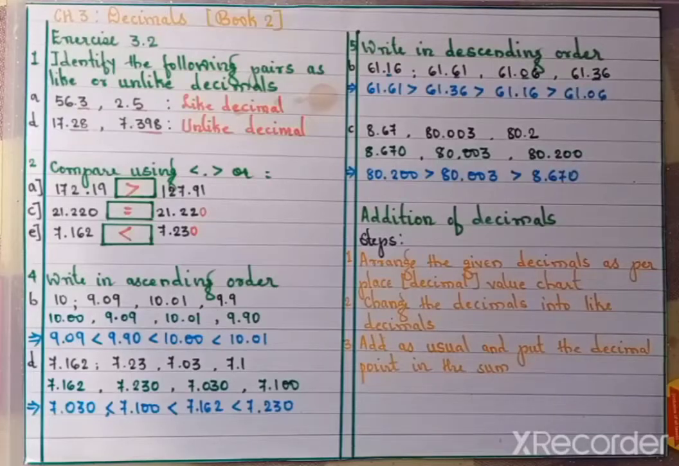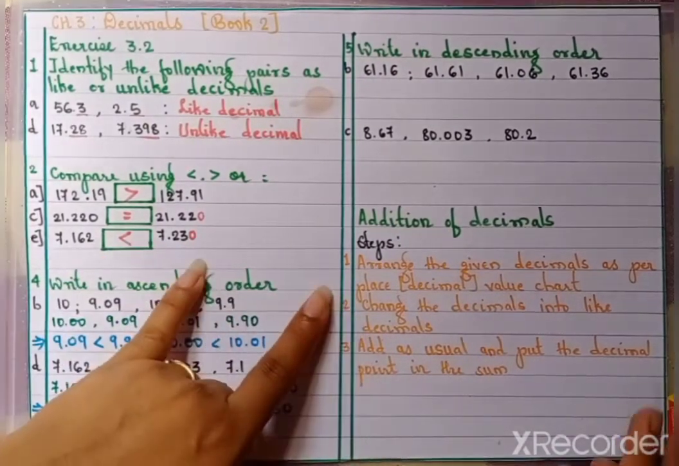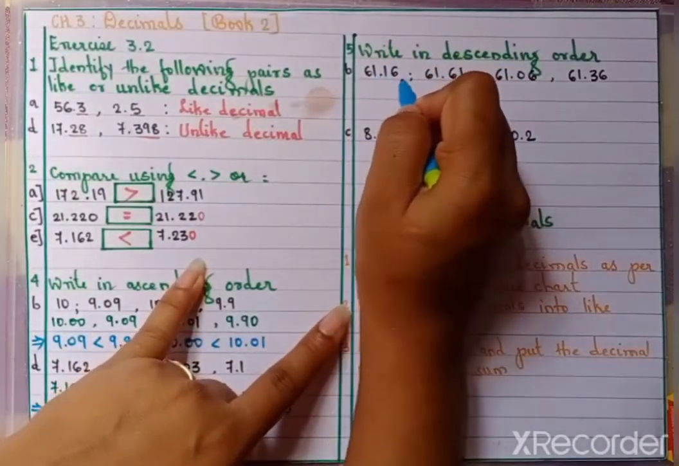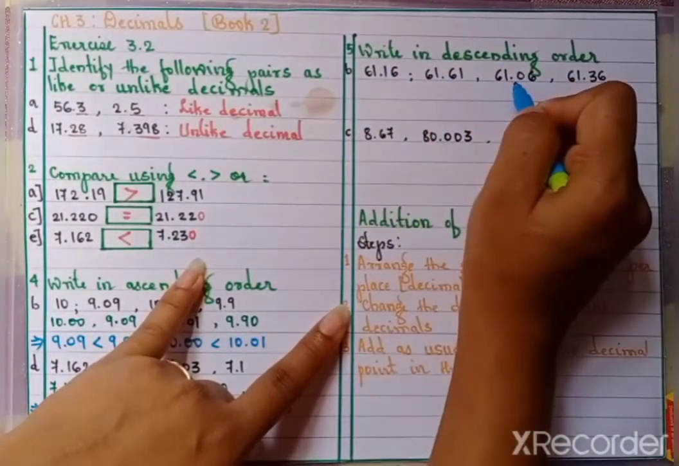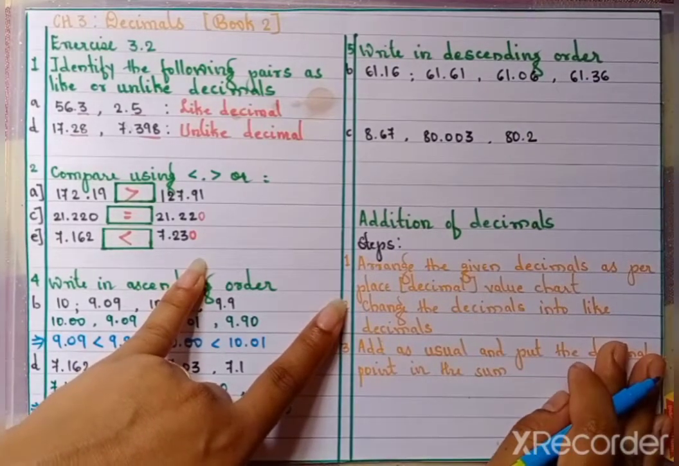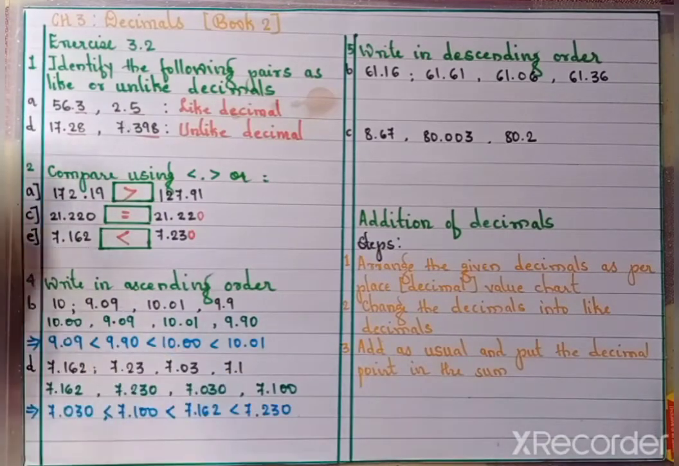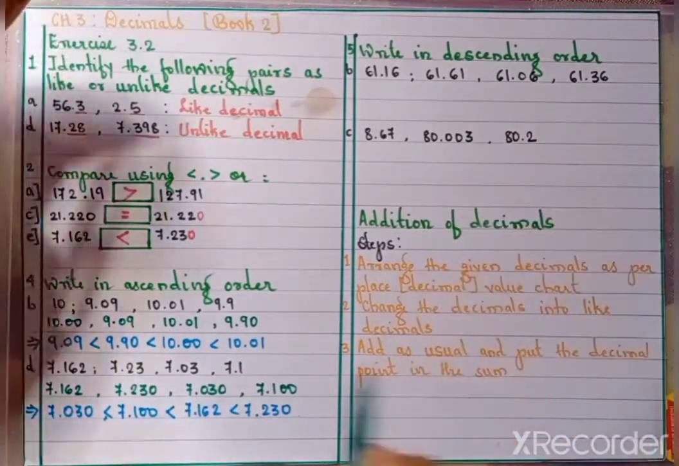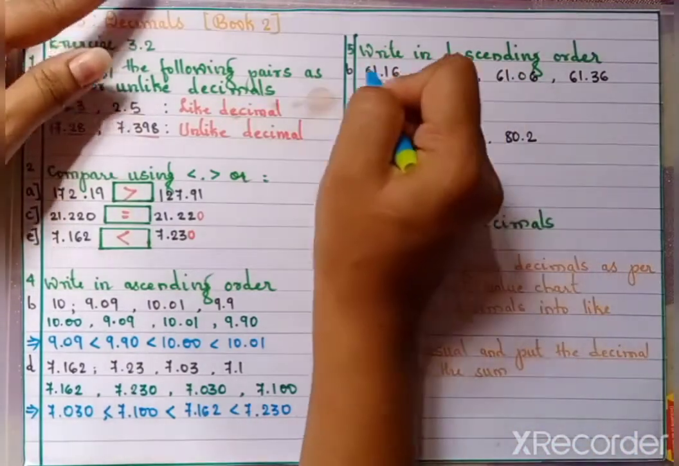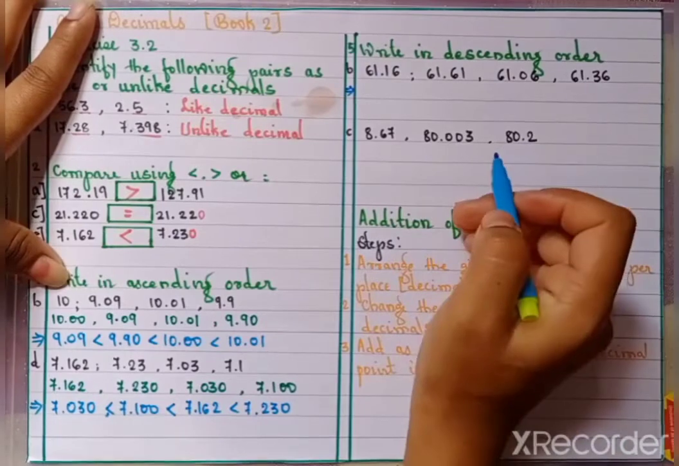Dear children, we are going to continue the same chapter, decimals, from book 2. Next, let's descend the decimals given here: 61.16, 61.61, 61.06, 61.36. Now, here the decimals given are all like, so no need to make them like again. So we shall directly compare them. First we have to write the greatest decimal, as we are descending them.